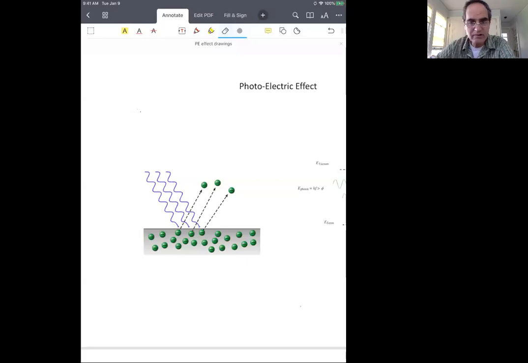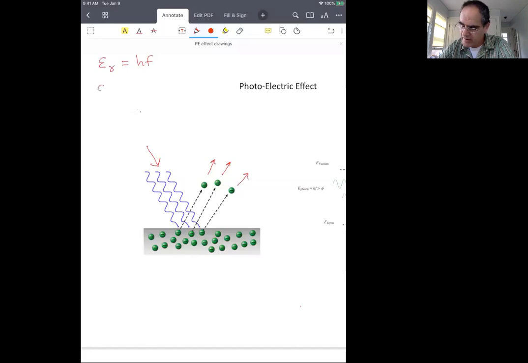Let's start with this cartoon picture of the photoelectric effect experiment. Light is incident on a metal surface, and under some conditions, electrons are emitted from the surface, photoelectrons. Okay? Einstein's model of the photoelectric effect assumes that the energy delivered by the light comes in packets, and the size of a packet is hf, where f is the frequency and h is Planck's constant.